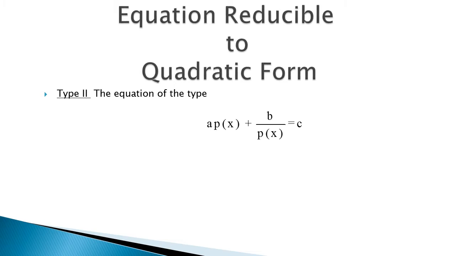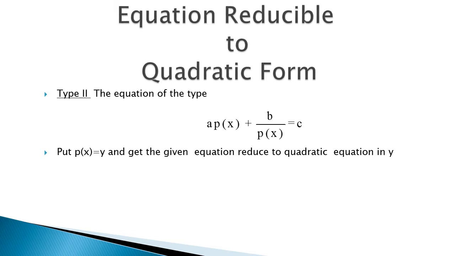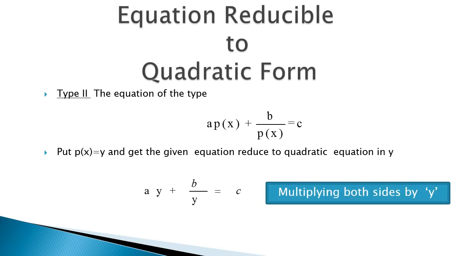In this type of equations, for substitution, we put p of x equals to y and get the given equation reduced to the quadratic equation in y. Students, if I put p of x equals to y, my equation becomes a into y plus b over y equals to c. Now we have y in the denominator and for vanishing it, we multiply both sides by y. And when we multiply both sides with y, our equation becomes a into y square plus b equals to cy. After shifting cy to the other side of the equality sign, our equation will be the general form of the quadratic equation.